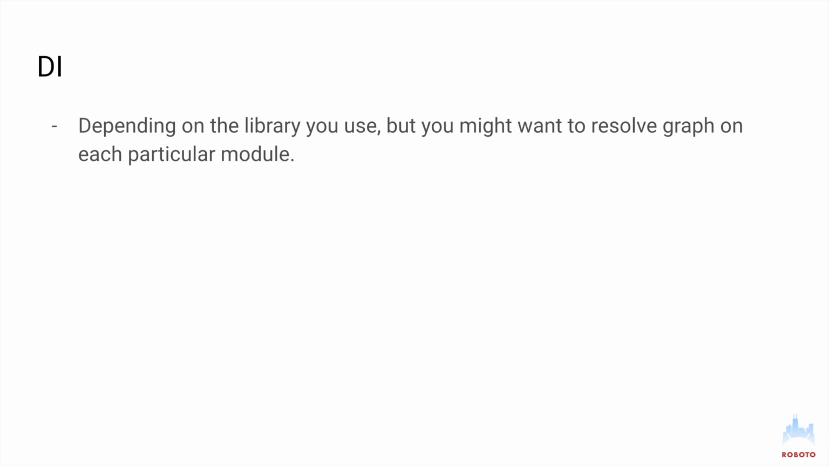Dependency injection. Depending on the library you use, some of them might differ, but the general concept is that you want to resolve the graph for each particular module. If following previous examples, we have a module such as login or payment, and this module will have some dependencies that you want to resolve with, let's say, Hilt or Dagger. This should be done in that login or payment module.